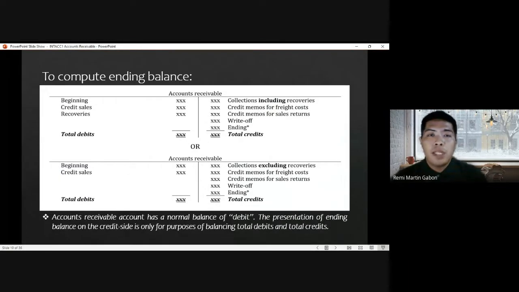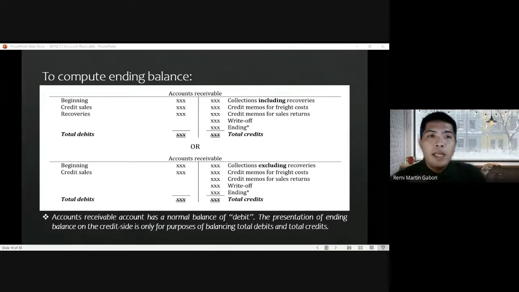Now, in relation to the computation of the ending balance for our accounts receivable, we have two T accounts. Carefully analyze them. Actually, I just presented two T accounts, but they are almost the same when it comes to application. The only difference is the inclusion of the recoveries. We're going to discuss recoveries of previously written off accounts, write-offs, and bad debts more when you proceed with the discussion on bad debts or doubtful accounts. Maybe next year. Okay?